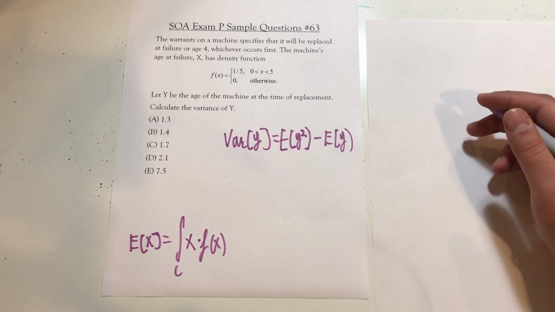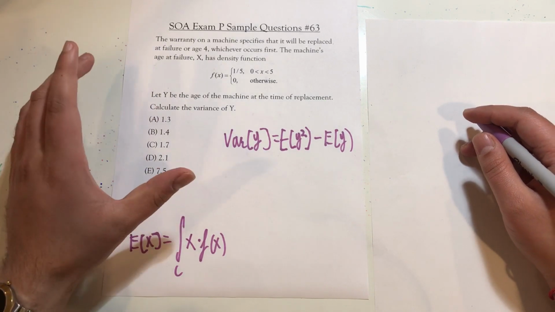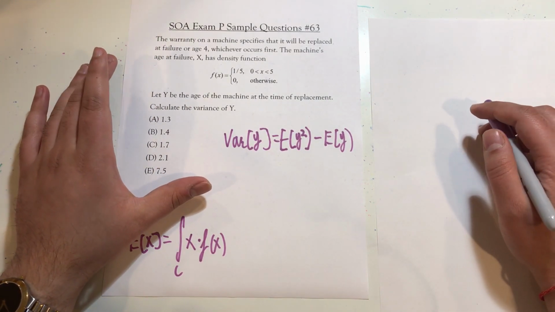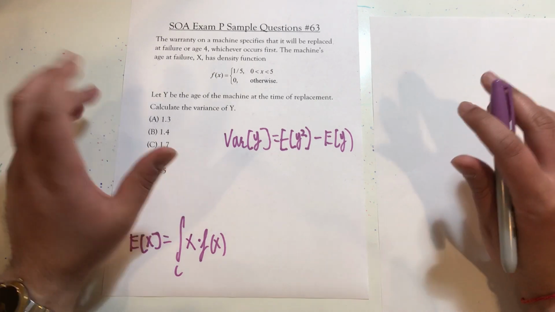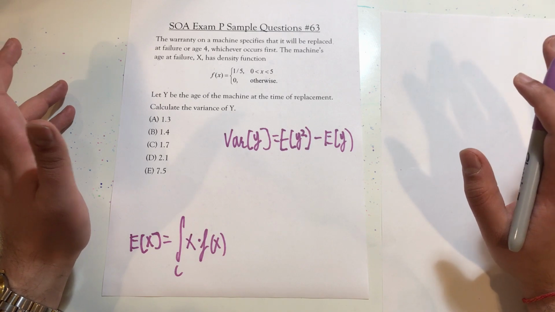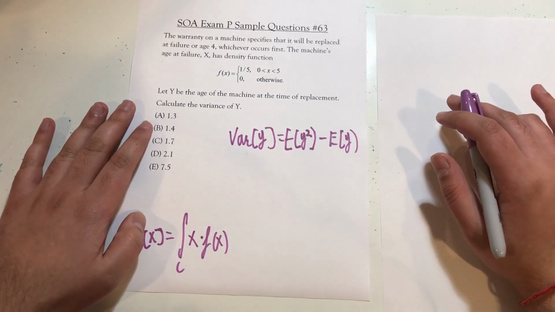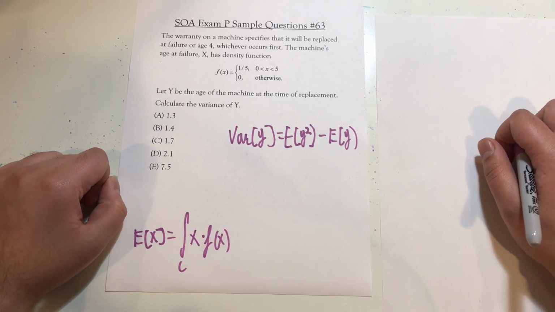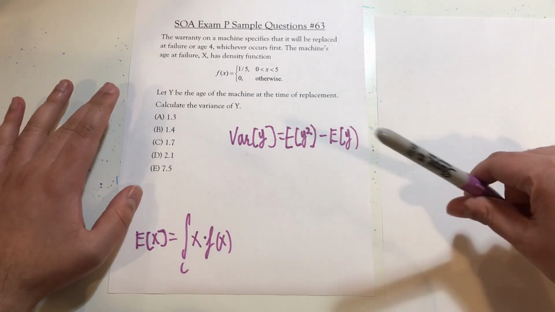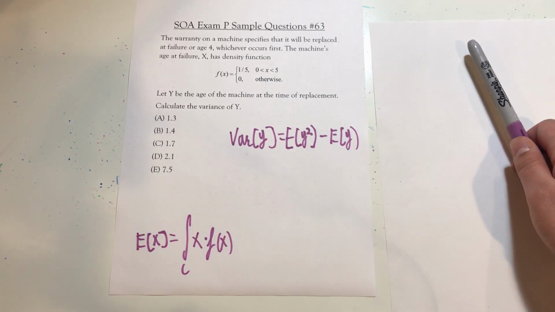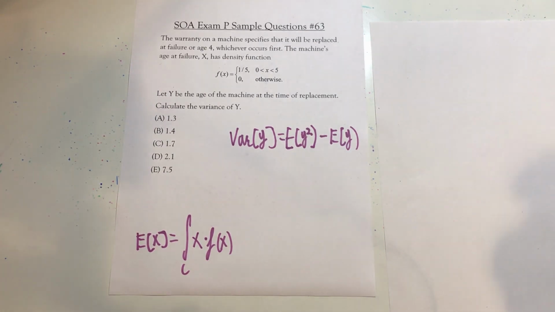Alright, so the question reads, the warranty on a machine specifies that it'll be replaced at failure or age 4, whichever comes first. The machine's age at failure is x and has a density function 1/5 between the values of 0 to 5, and 0 otherwise. Let y be the age of the machine at the time of replacement. We need to calculate the variance of y.